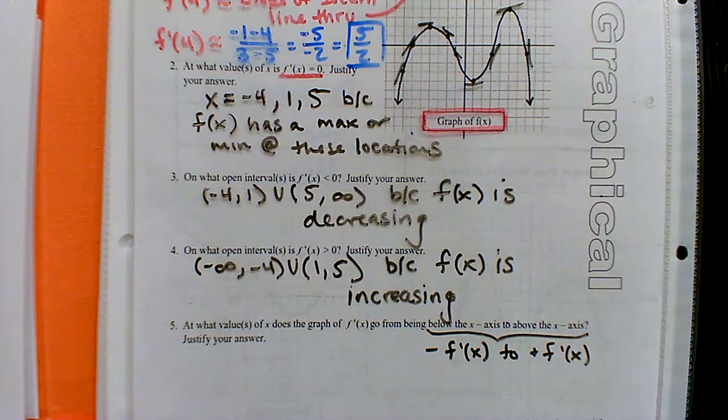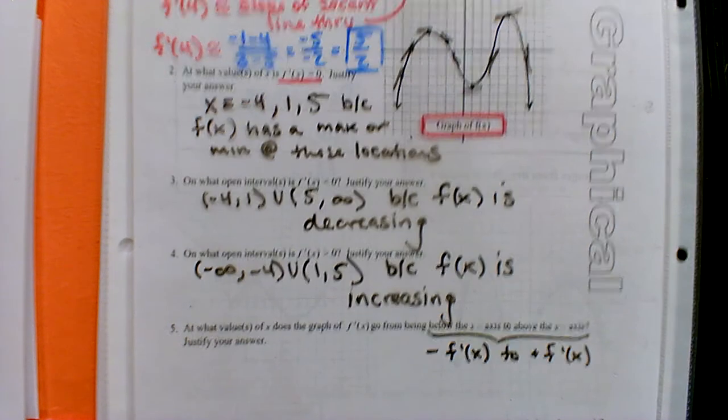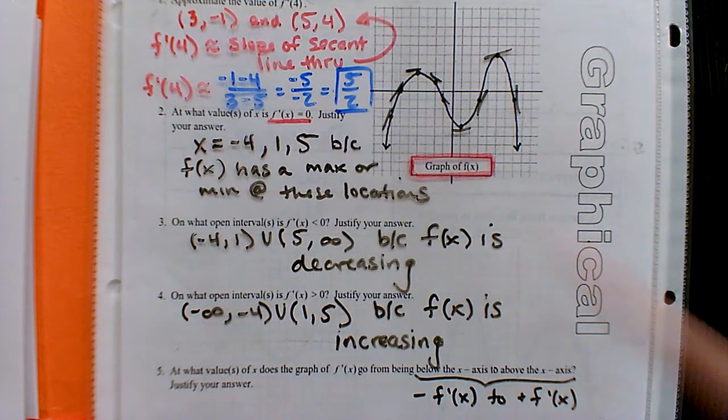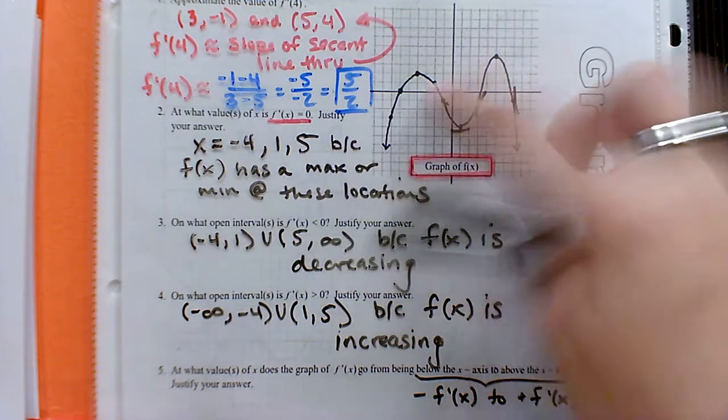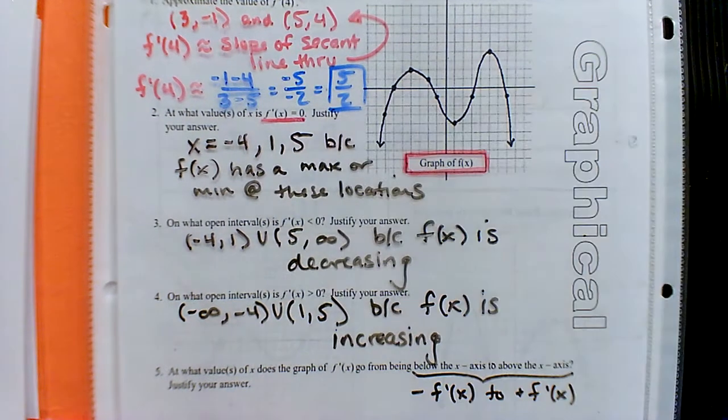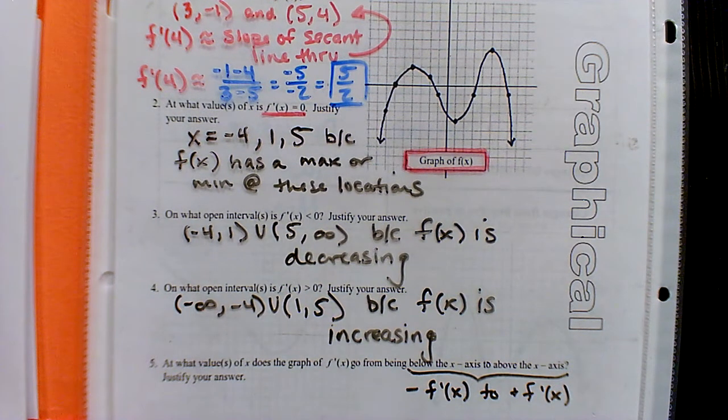So if your derivative changes from negative to positive, what should we be trying to analyze on this graph up here? What should we be looking for? If your slope goes from negative to positive.